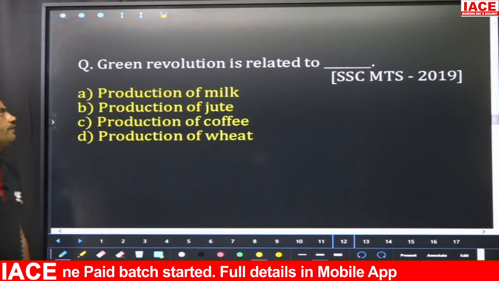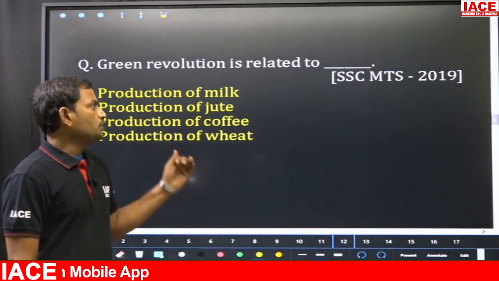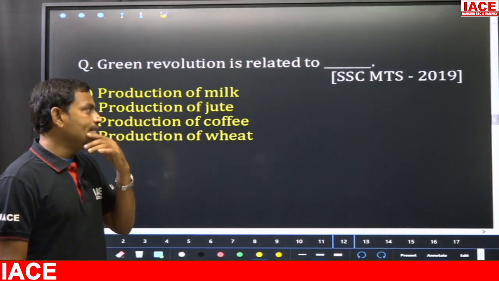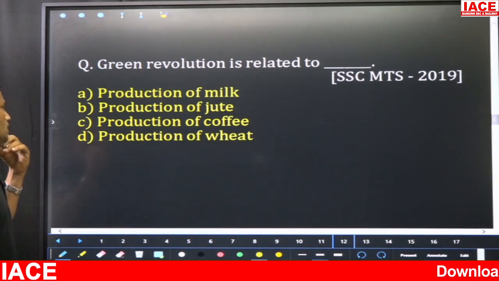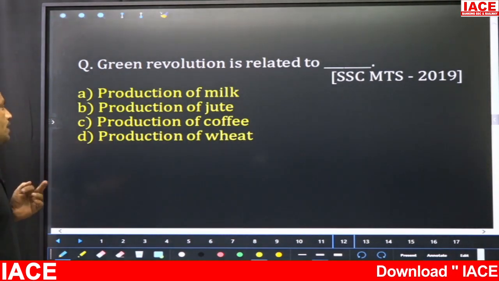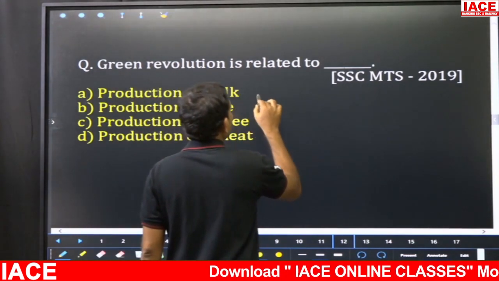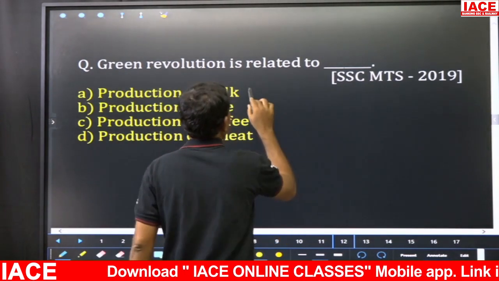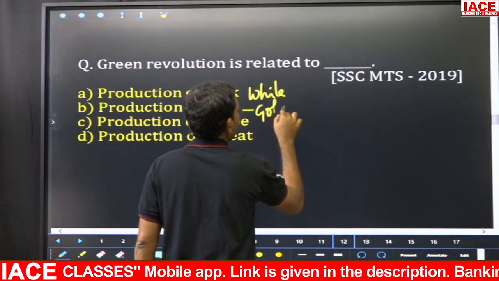So the timer is off. Green revolution is related to. This question was asked in SSC MTS 2019. Option A production of milk, option B production of jute, option C production of coffee, option D production of wheat. Production of milk, we know, is called the white revolution, and jute, the golden fiber revolution.